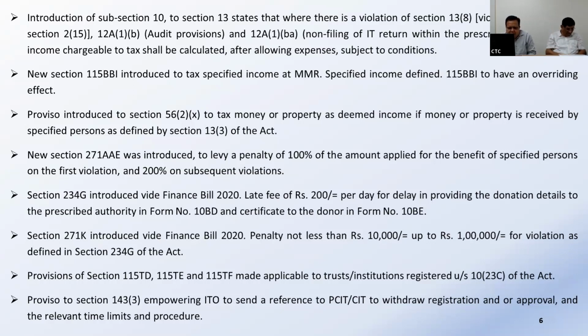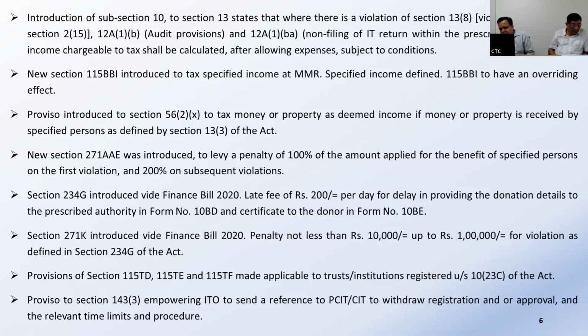Then new section 271AE was introduced to levy a penalty of 100% of the amount applied for the benefit of a specified person on the first violation and 200% on subsequent violations. Section 234G was introduced via Finance Bill 2020: a late fee of rupees 200 per day for delay in providing TDS certificates and statements to the income tax department. Section 271K was introduced via Finance Bill 2020: a penalty of not less than rupees 10,000 up to rupees 1 lakh for violation as defined in section 234G of the Act.